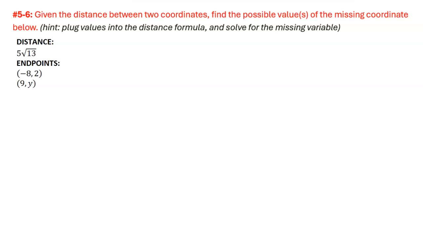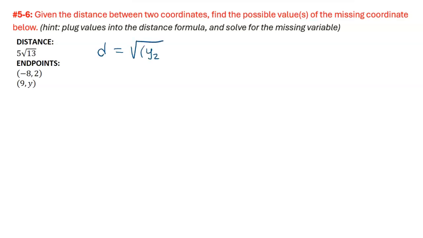All right, so we are given that the distance between two coordinates is 5 root 13 in this example, and one of the endpoints is negative 8 comma 2, and for the other endpoint, we know the x coordinate is 9, but we do not know the y coordinate. So we're going to go through this problem so that you can get an idea of how to try this problem out. So what we're going to use is the distance formula.